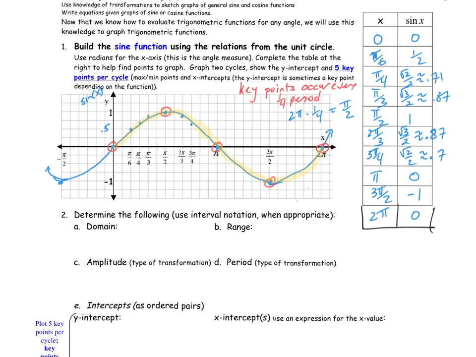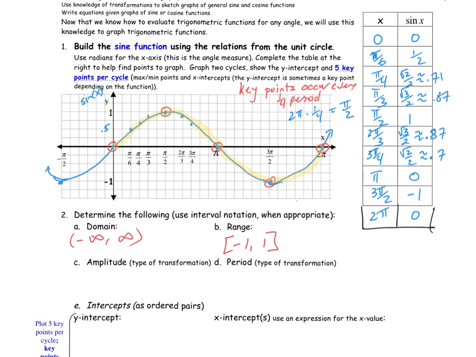So what's the domain? Domain are all x values. In this case, we don't have any restrictions. So the domain is all real numbers, so -infinity to infinity. The range is a set of all outputs or all y values. In this case, the range is from -1 to 1 inclusive, so use square brackets.